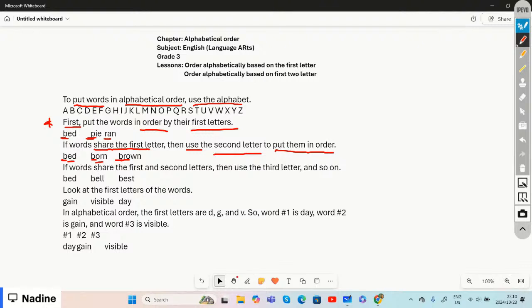And then if words share the first two letters, then we use the third letter and so on and so on. And then the fourth one, if it is the same one, and so on. Right? So that is basically what we have to do in order for us to, for example, find a word or to put the words in alphabetical order.